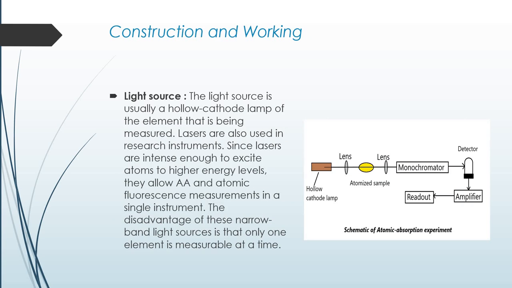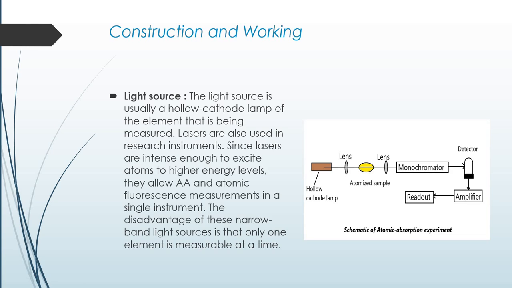Next, construction and working of the AAS system. This is the schematic of an atomic absorption experiment. The instrument contains a source, that is a hollow cathode lamp, lenses, atomized sample, monochromator, detector, amplifier and readout. So, first is the light source. The light source is usually a hollow cathode lamp of the element that is being measured.